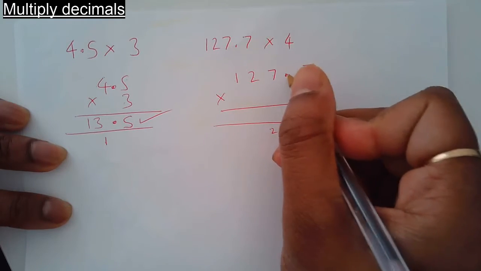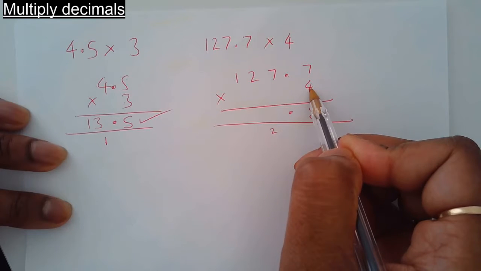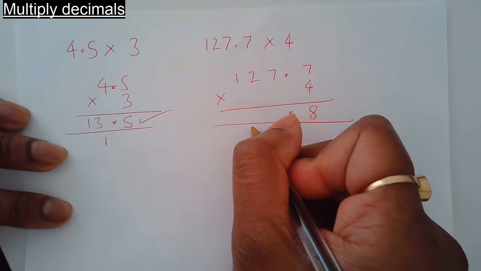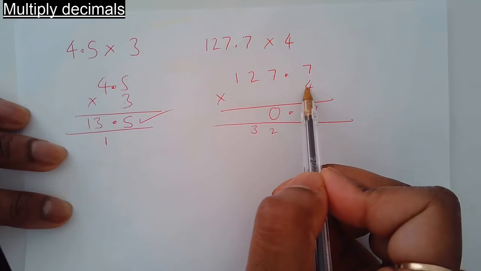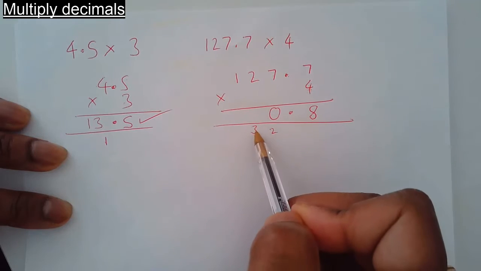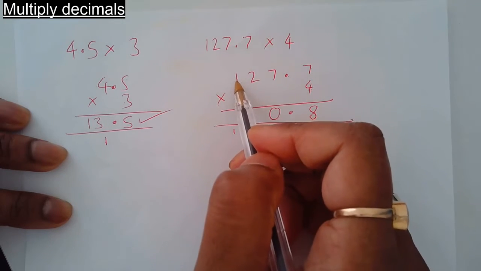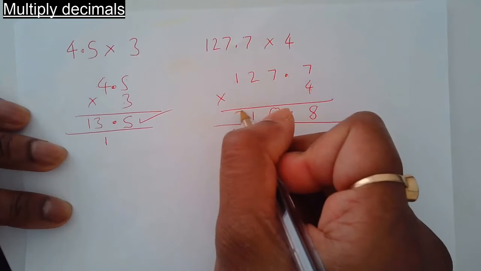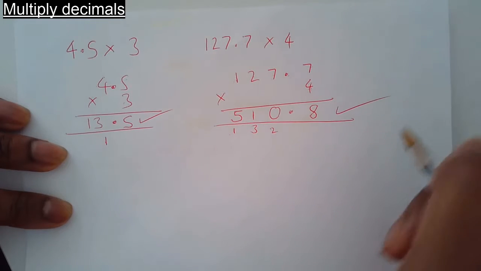Next, decimal point. Next, 7 times 4, 28. Add the 2, 30. Next, 2 times 4 is 8. 8 add 3, 11. Right, next number, and finally 1 times 4 is 4. Add the 1 is 5. Right, that is the answer now.